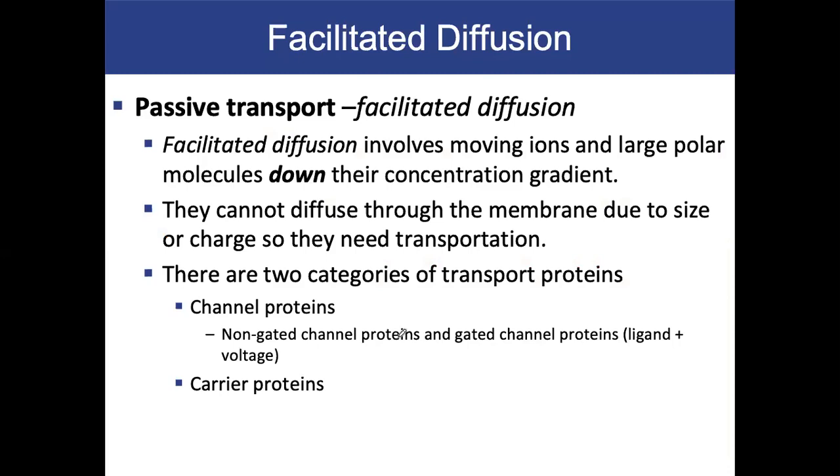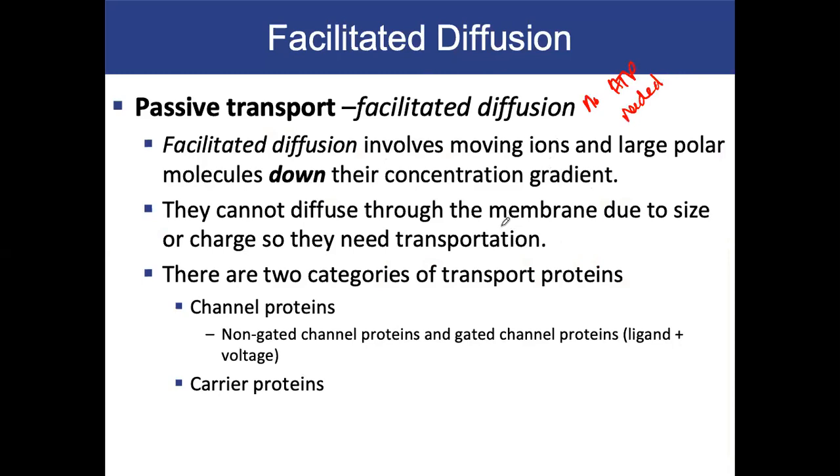Okay, so let's look at facilitated diffusion. So facilitated diffusion is still passive. Why is it passive? We don't need ATP, right? So no ATP needed. So you don't need to expend energy to get this to work. It moves ions and large polar molecules like glucose down their concentration gradient.